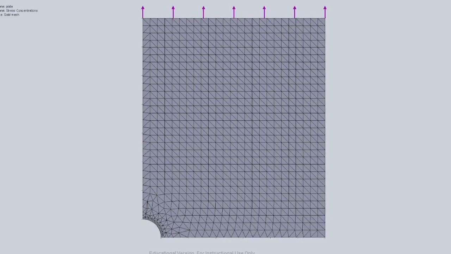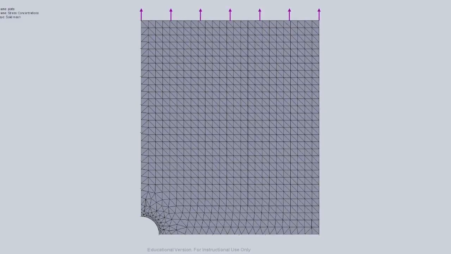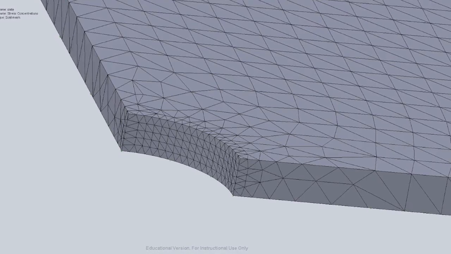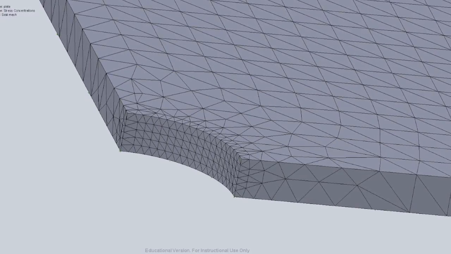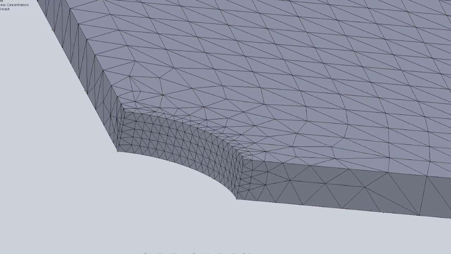This animation was created using the finite element analysis software built into SOLIDWORKS. It shows the normal stress in the plate along the load axis. You can see that in the beginning, the plate starts out with no stress. This is somewhat idealized, but works for our purposes.